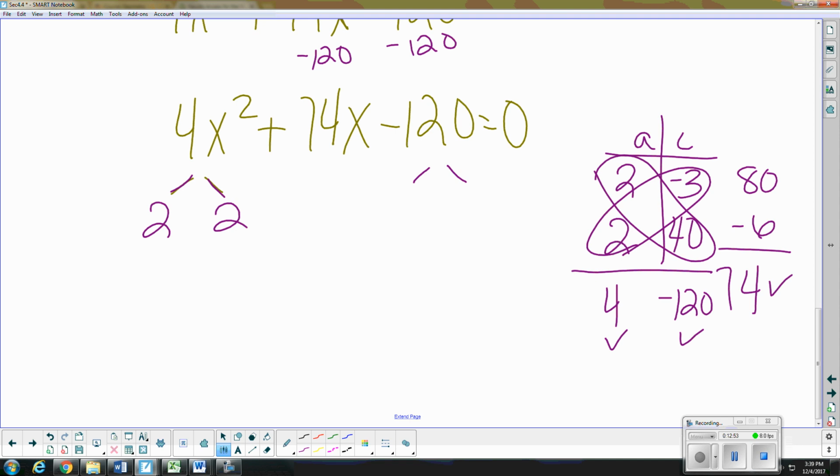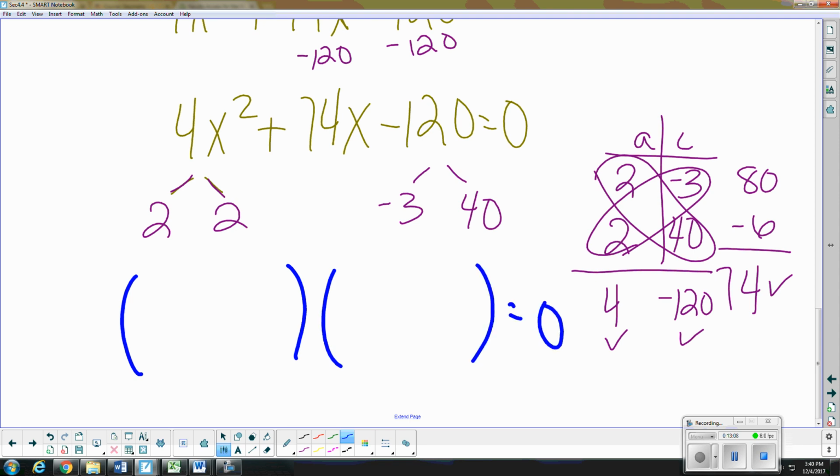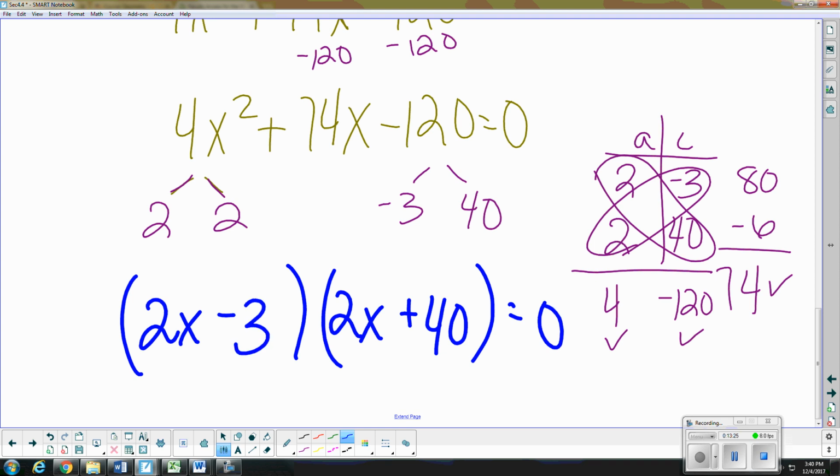All right, so now we set this up. So what did we say? This was negative 3 and 40. So again, anytime I set these up, set up my groups first. So I've got 2x and 2x, and I multiplied 2 and 40 together. Oops, that's plus 40. And I multiplied 2 and negative 3 together. So those go in opposite groups. So this will work for factoring.